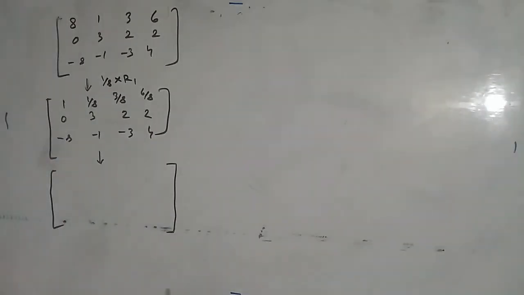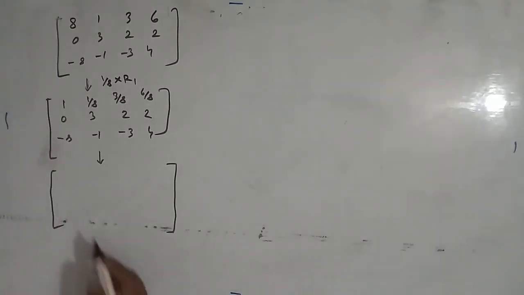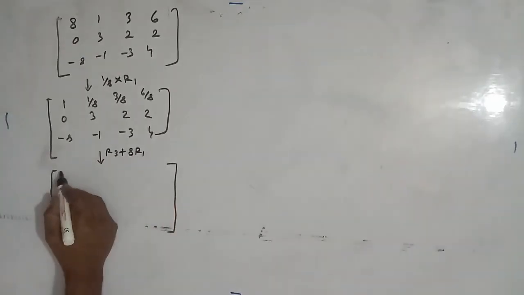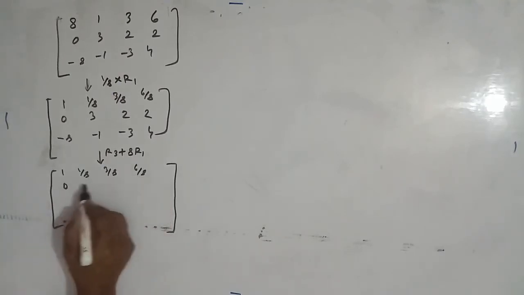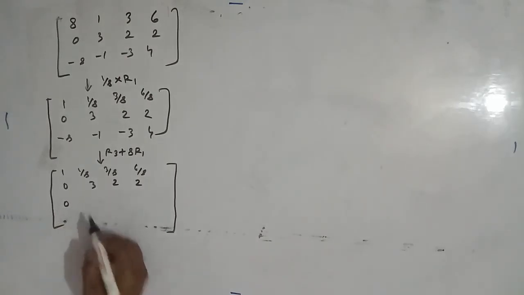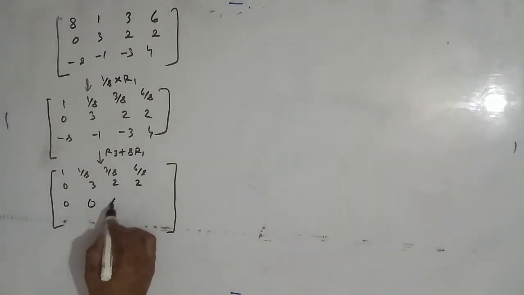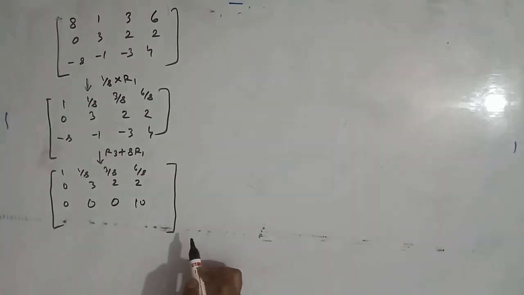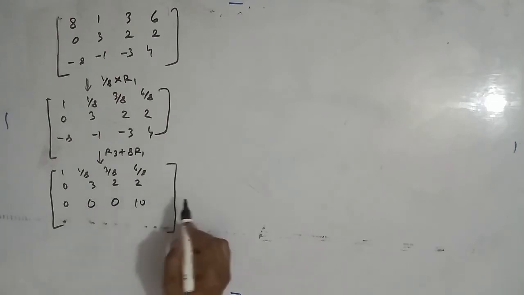Now this leading element is contained in the first column, and this element should be 0. So for this we are operating R3 plus 8 R1. So 1, 1 by 8, 3 by 8, 6 by 8, 0, 3, 2, 2, minus 8 plus 8 will be 0, minus 1 plus 1 will be 0, minus 3 plus 3 will be 0, and 4 plus 6 will be 10. Okay. Now leading element of second row is 3.